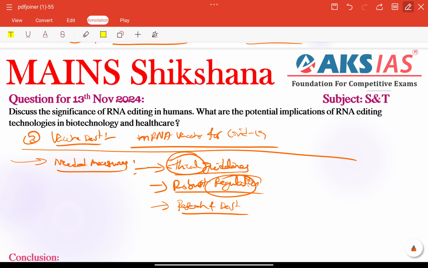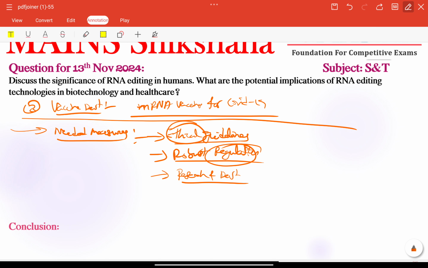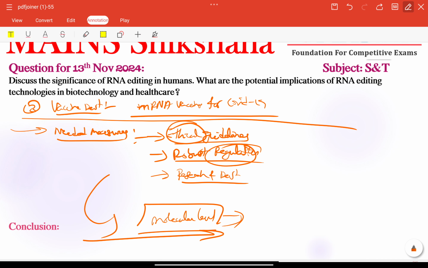We can end this right here. In the conclusion itself, we can talk about how, as research progresses, if we follow the above measures, RNA editing will become more precise and safer, leading to a future where genetic diseases can be cured at the molecular level. Only at the molecular level can we cure genetic diseases, especially, right? So this is the futuristic note we can connect here.